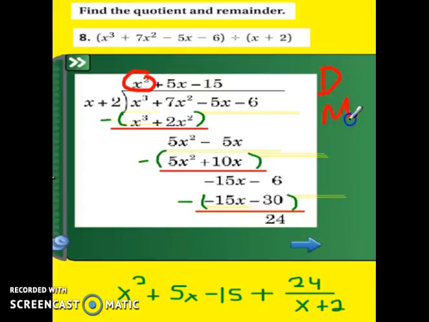multiply. X squared times x, x cubed. X squared times 2, 2x squared. I'm going to subtract that whole quantity. So I subtracted, I ended up with 5x squared. And then I am going to bring down the next number. So I brought down the next number, I began the whole process again. That's how I ended up with this answer. And notice I have a remainder of 24. So I wrote plus 24 over what I'm dividing by, x plus 2.